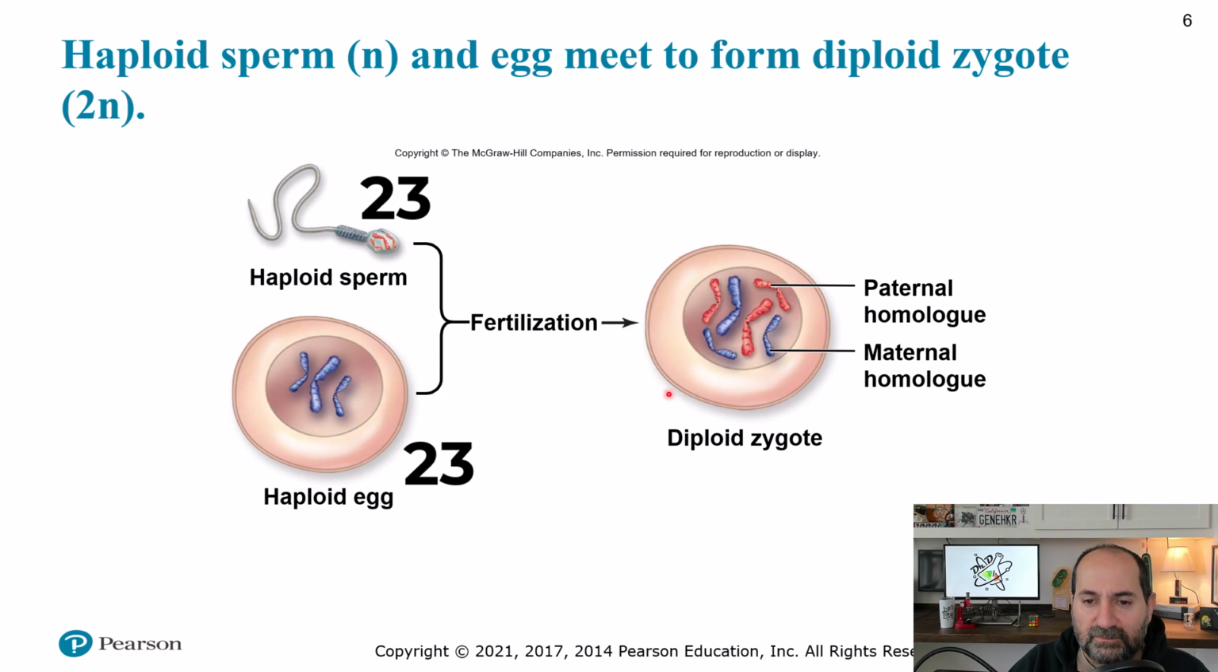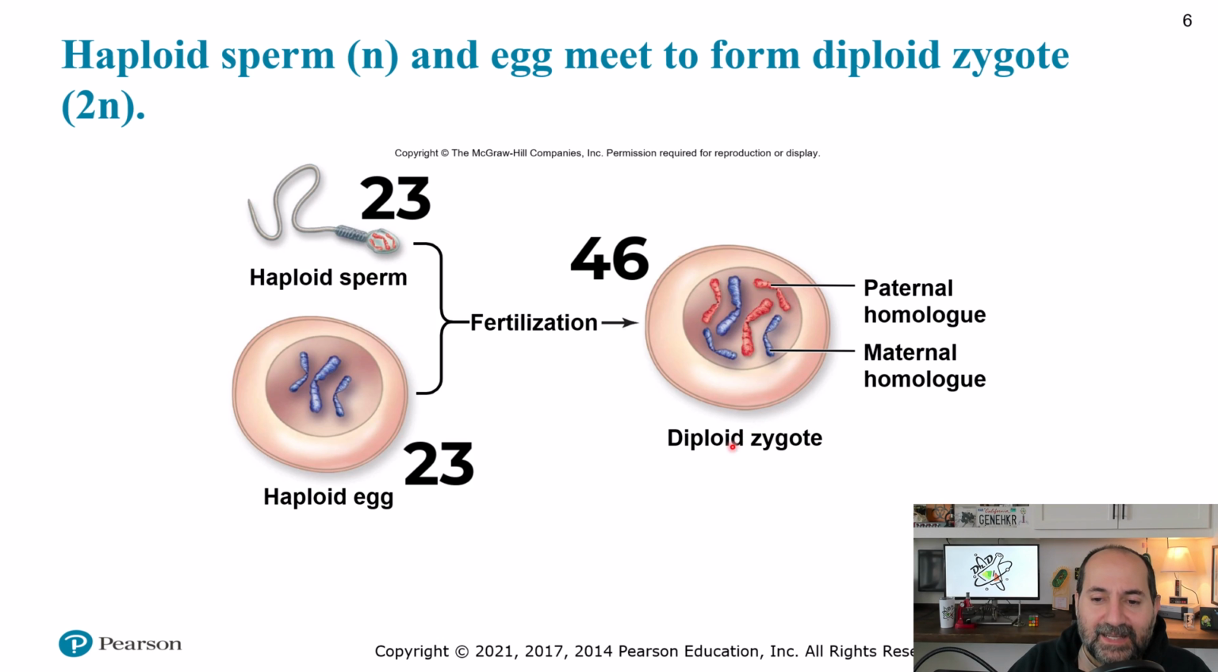And when the sperm fertilizes the egg, now you have your two sets of chromosomes. You have 46 total chromosomes. You have a set of 23 from your paternal lineage, your father, and you have a set of 23 chromosomes from your maternal lineage, your mother. And remember, these are known as homologs or homologous chromosomes. And so we have 46 chromosomes.